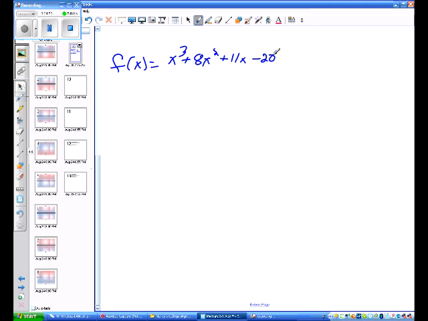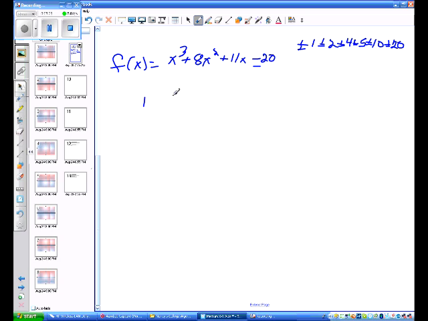Well, we're going to take the factors of our constant term, which would be 1, 2, 4, 5, 10, and 20, and divide them by every factor of our leading coefficient. So we come up with plus or minus 1, plus or minus 2, plus or minus 4, plus or minus 5, plus or minus 10, and plus or minus 20. So we've narrowed it down to those numbers. In a little bit, we'll look at another way to narrow it down even further, but right now we're just going to deal with this.